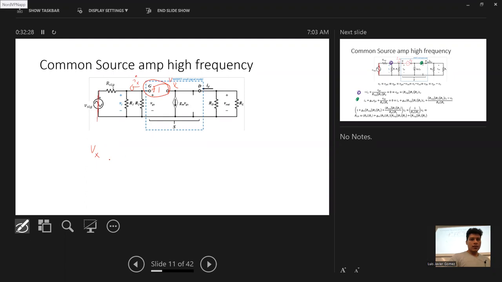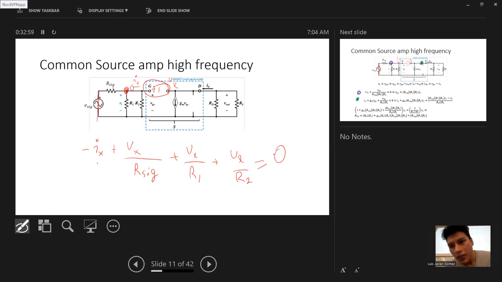So if you do the nodal equation here, you're going to have negative Ix plus Vx divided by, does anyone know? Divided by R sig or R1, R sig. And then you're going to have plus Vx over R1 plus Vx over R2. And that has to be all equal to zero. Wait, is that Vx? Oh, whoa. This is Vgs, because that's the voltage between here and here. Sorry. Vgs.